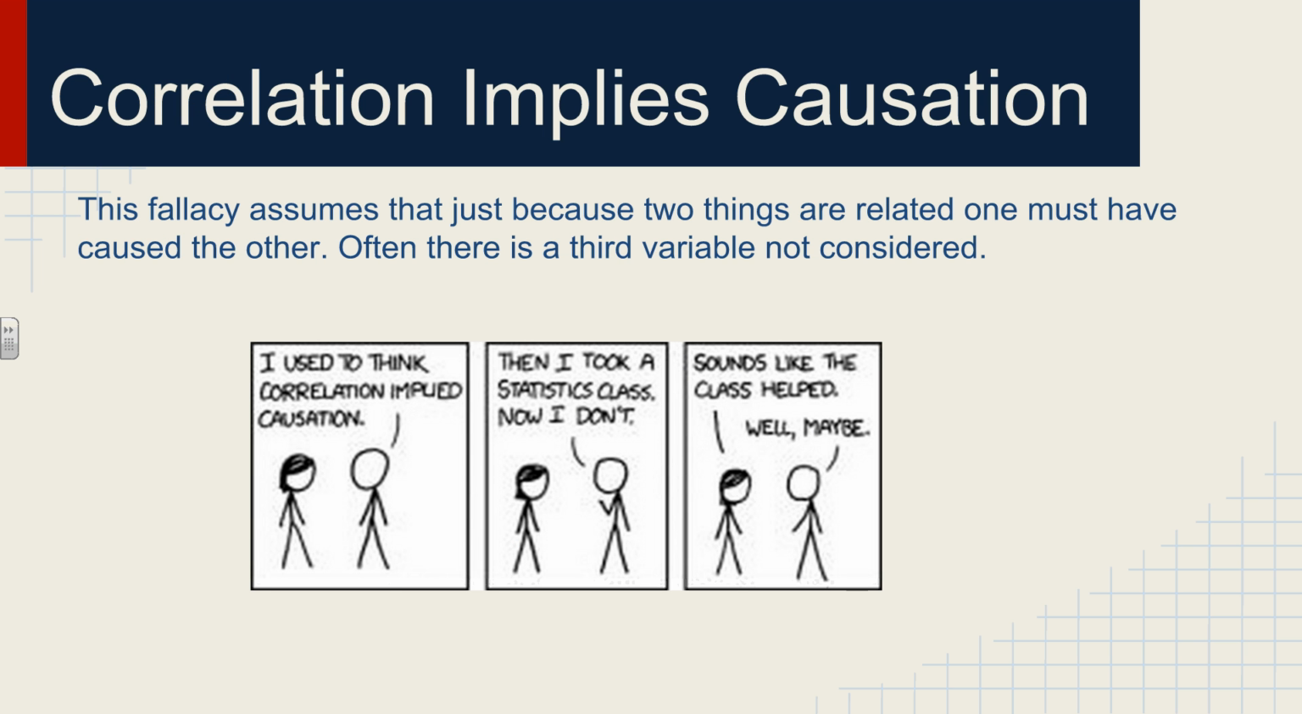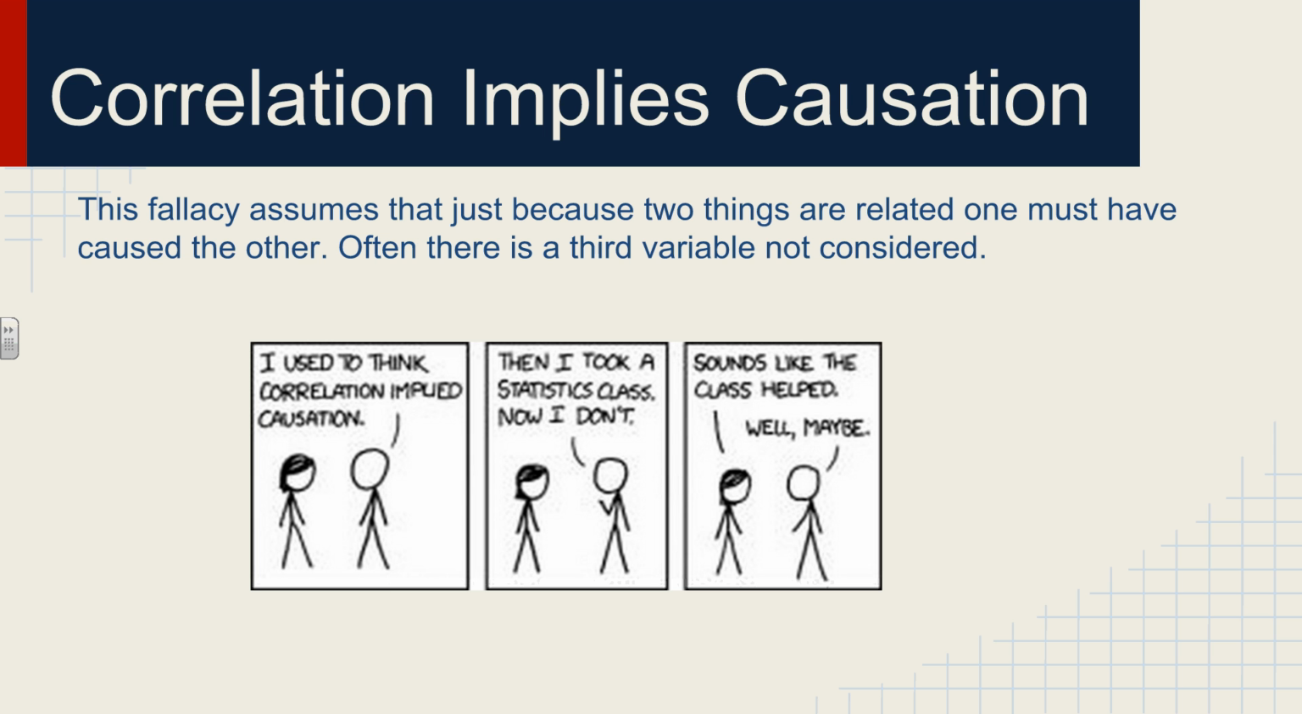Similar to post hoc, but not exactly the same, is correlation implies causation. Post hoc really needs to be sequential: first I did this, then I did this. Correlation implies causation just has two things being related, not necessarily in the same order. So this fallacy assumes that just because two things are related, one must have caused the other.